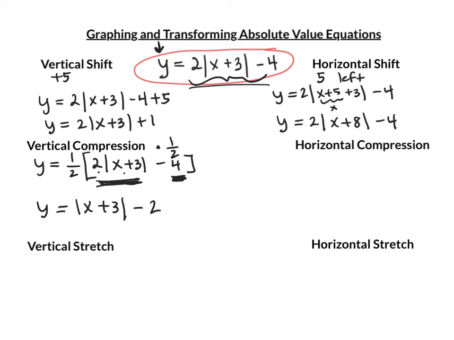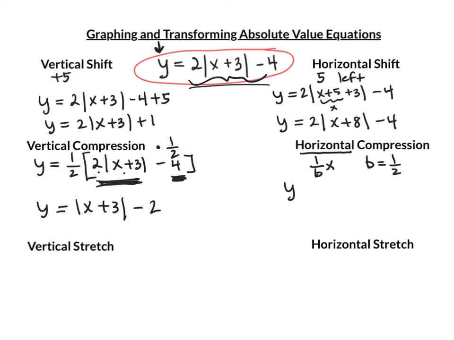Horizontal compression. Horizontal is the inverse. That's why we replace x with 1 over b times x. X is being replaced because it's horizontal, and it's the inverse. That's why it's 1 over b. Now, if it's a compression, that means my b is less than 1. Like, let's do a 1/2 again.